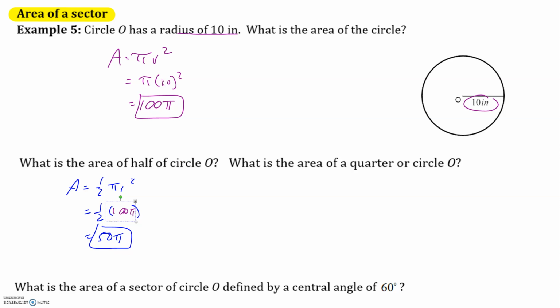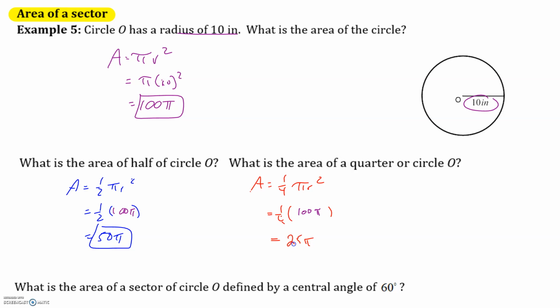And if I said a quarter of a circle? Well, that area would be 1/4 the area of the circle. So again, that would be 1/4 of what we already know to be 100 pi. It's just simply a concept of taking what you know and multiplying by the fractional part here. So this would be 25 pi.